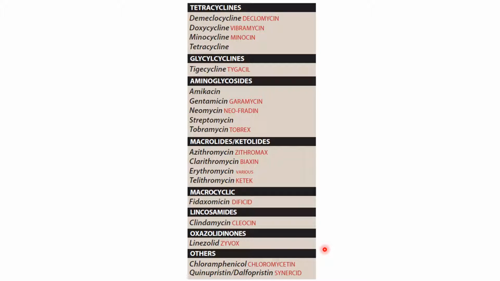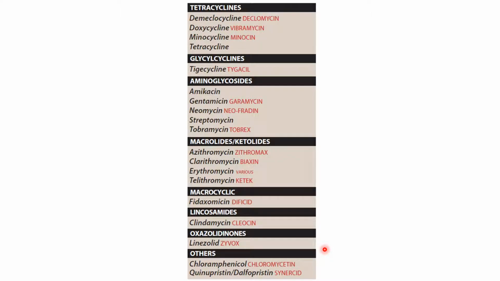And the tetracyclines are named tetracyclines because they have 4 fused rings, and the substitutions in these rings make the different tetracyclines different from each other, and also can influence the spectrum of antimicrobial activity.